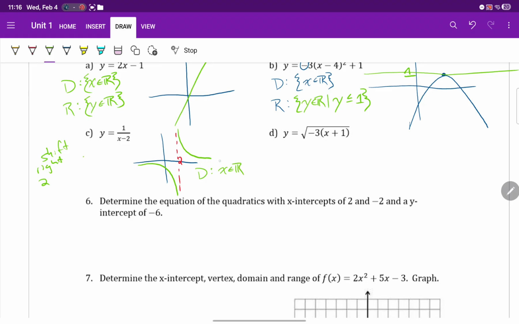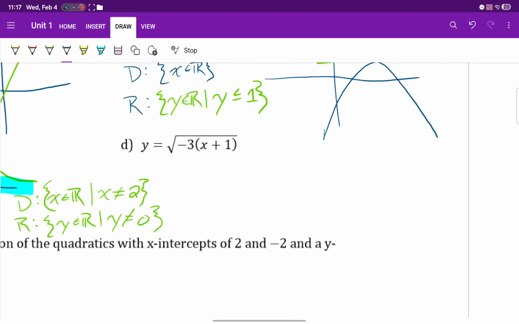And so my domain on this graph is x is an element of all real numbers. There is a restriction such that x cannot equal 2. Notice that this graph is never going to touch that line, where x equals 2. So that's our restriction on our domain, and our range is y is an element of all real numbers such that y, well, what's y never going to be? y never touches your x-axis. So y is never going to be equal to 0. Okay? So that's our reciprocal function.